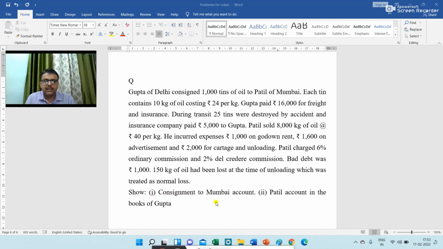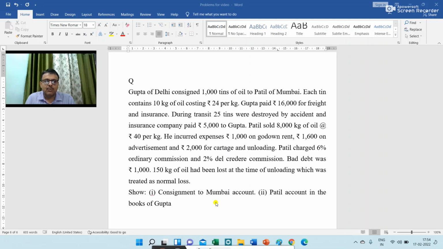Patil sold 8,000 kg of oil at rupees 40 per kg. He incurred expenses rupees 1,000 on godown rent, rupees 1,600 on advertisement and rupees 2,000 for cartage and unloading. Patil charged 6% ordinary commission and 2% del credere commission. Bad debt was rupees 1,000. 150 kg of oil had been lost at the time of unloading, which was treated as normal loss.